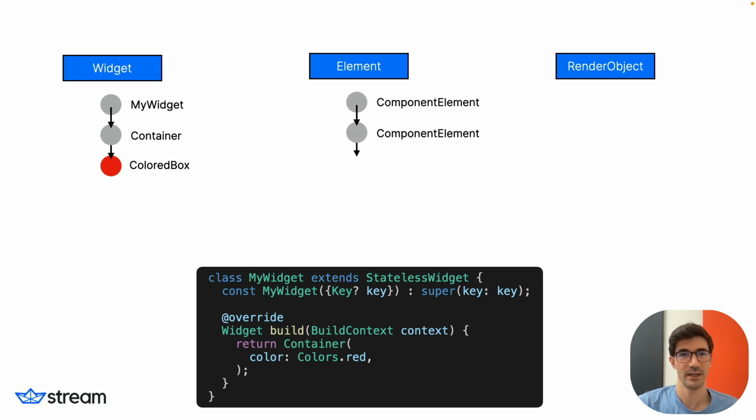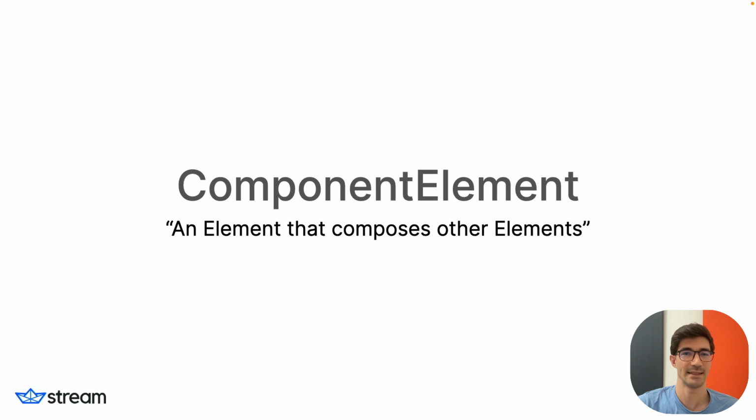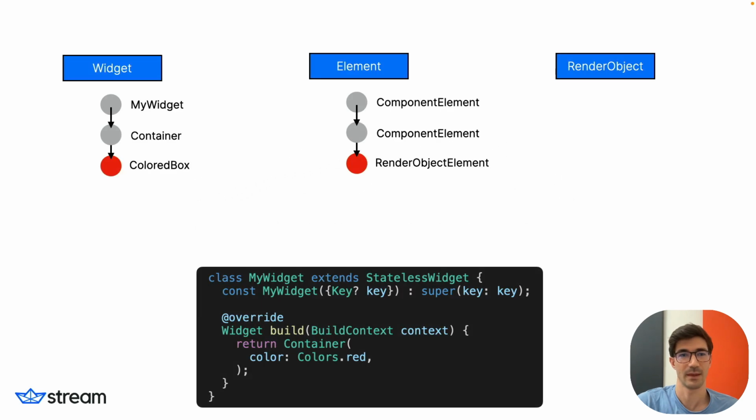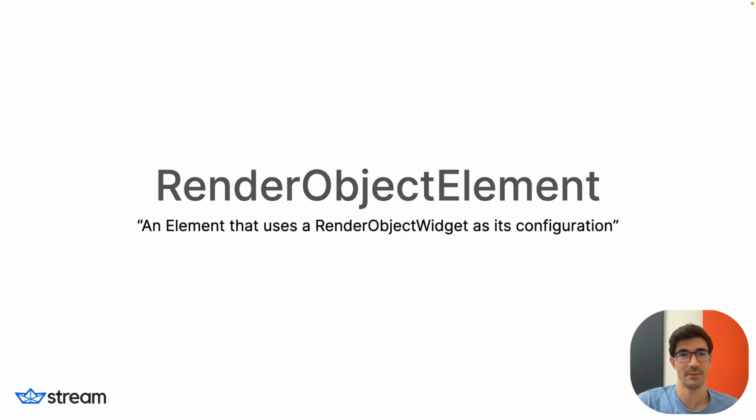In the element tree, you will note that we have a component element and a render object element. Rather than creating the render object directly, a component element creates render objects indirectly by creating other elements. And a render object element has an associated render object in the render tree, which handles concrete operations like laying out, painting, and hit testing.